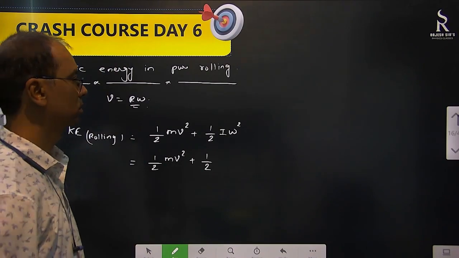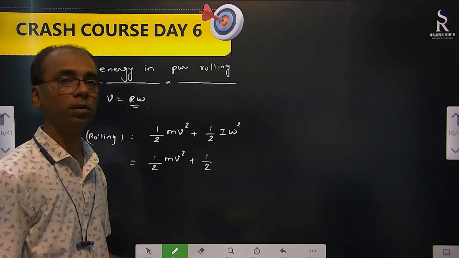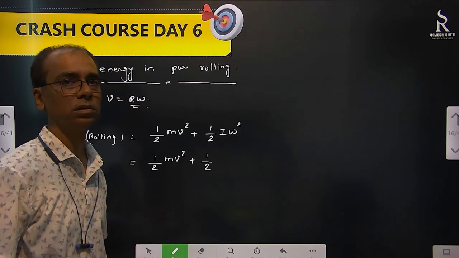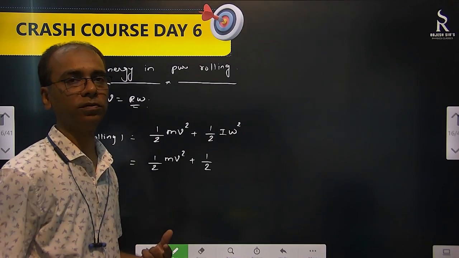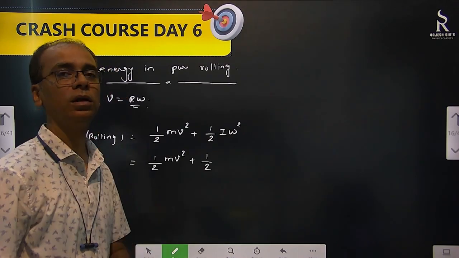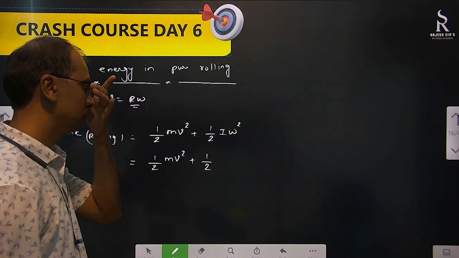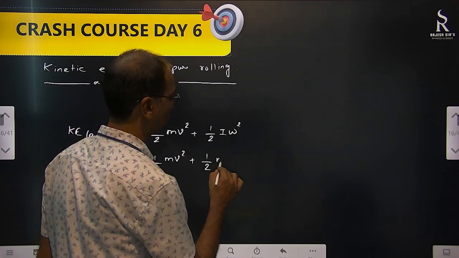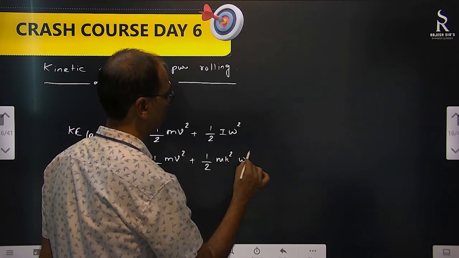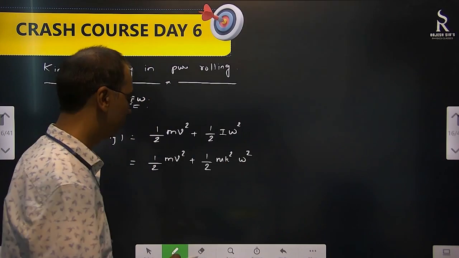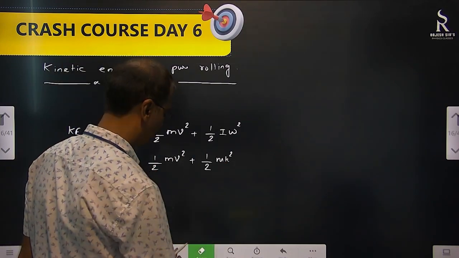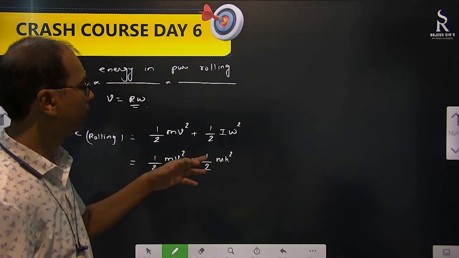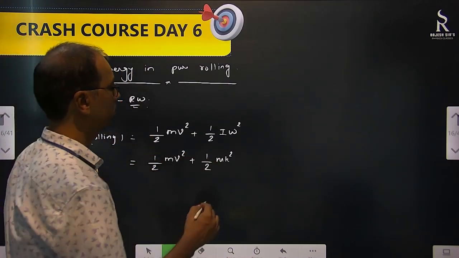Now how should we write I? Because it depends on different systems. Ring is different, solid sphere is different, disk is different, hollow sphere is different. So what I'm going to write for I is mk square. Now what is k here? K is radius of gyration. We'll discuss it. Omega we can write as v by r, so v by r whole square.